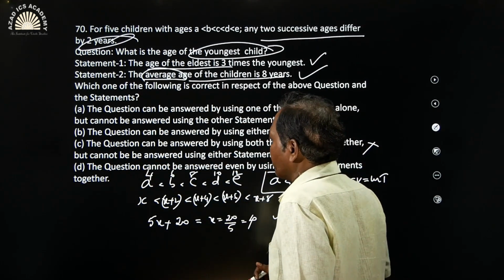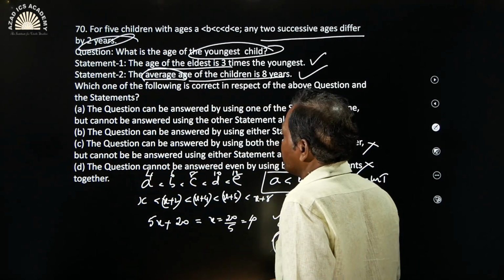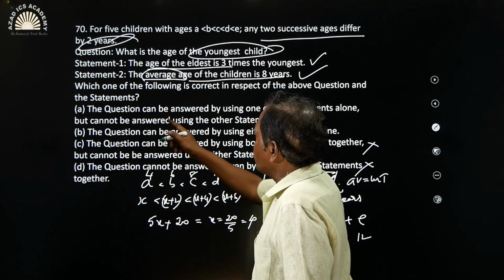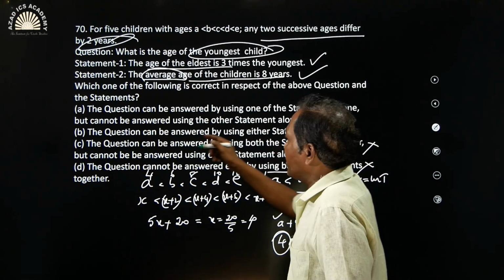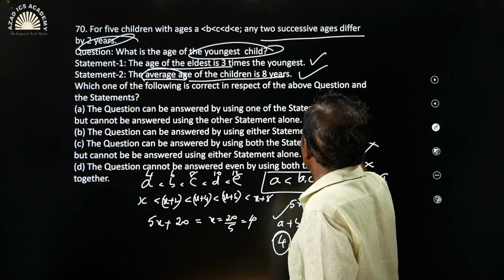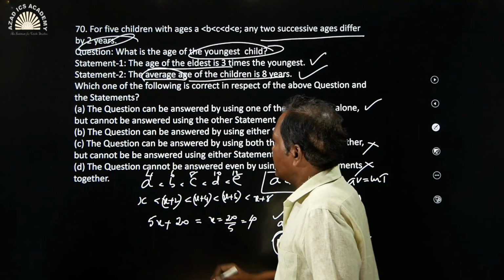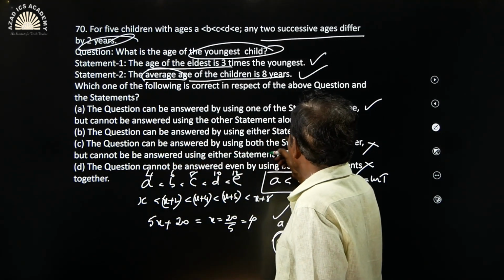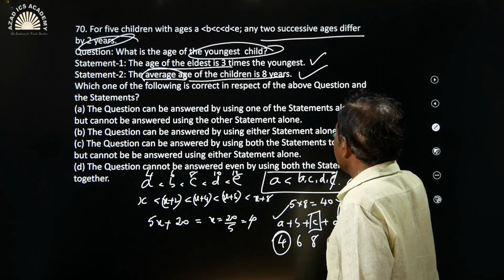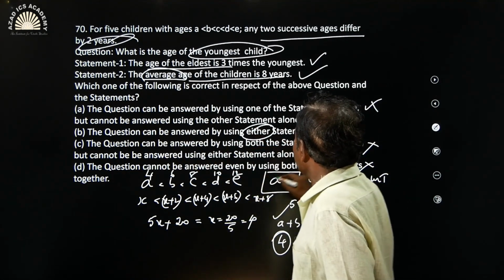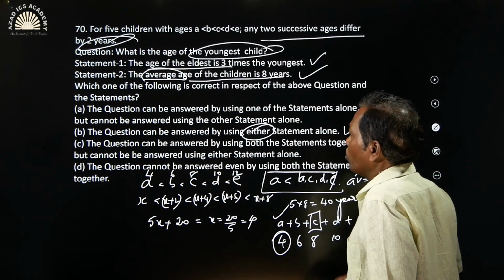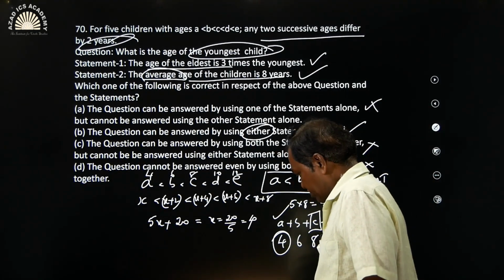Two statements are not required. I think answer D is also not correct. The question can be answered by using one of the statements alone, but cannot be answered using the other statement. This is not right. The question can be answered by using either statement. So that is either statement, either 1 or 2. Option B.